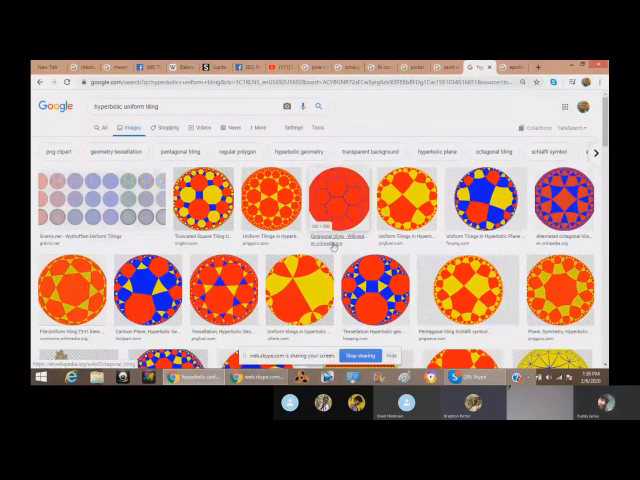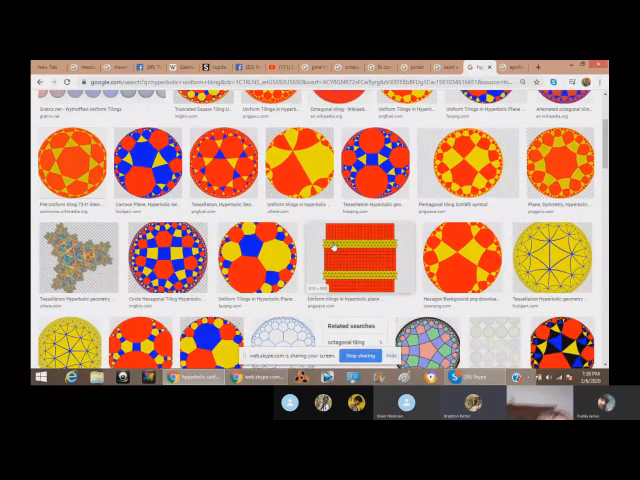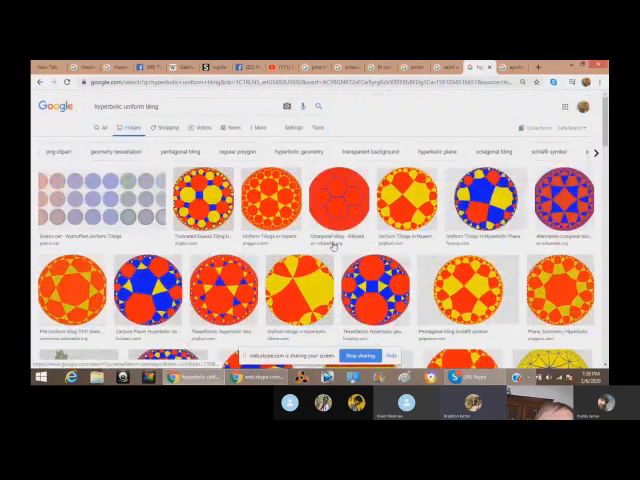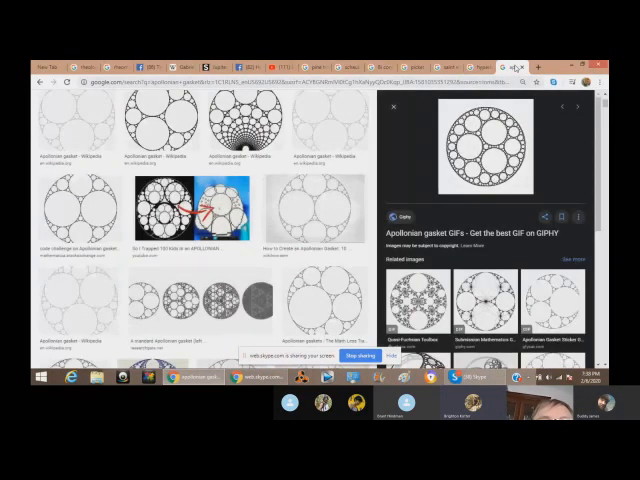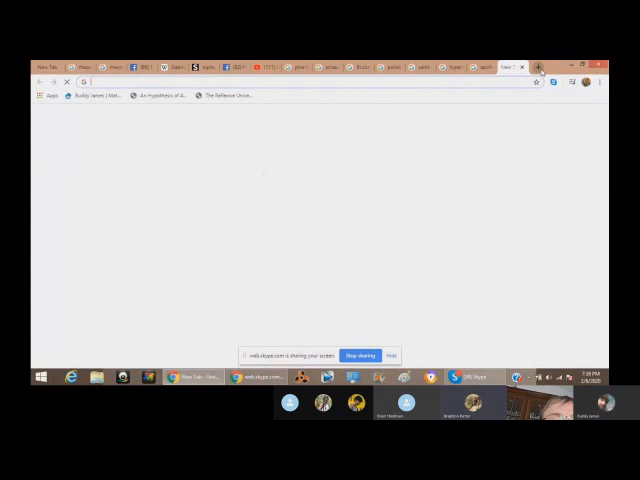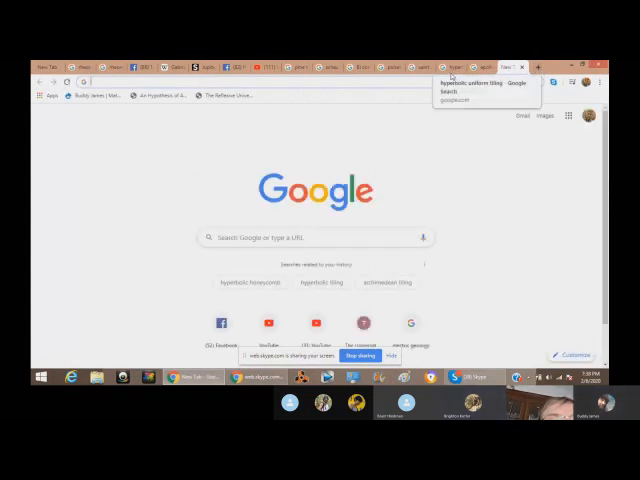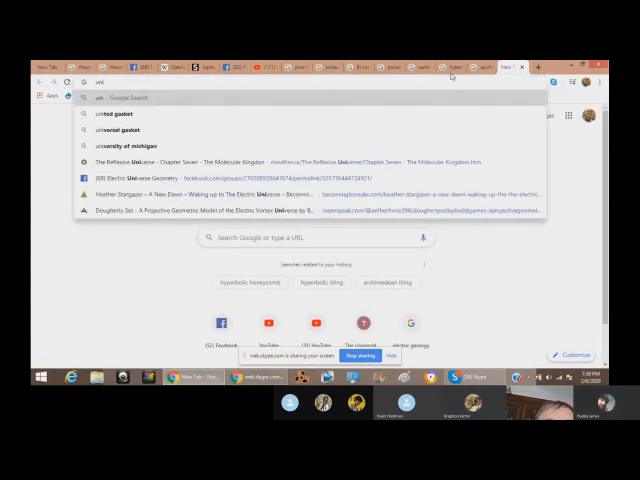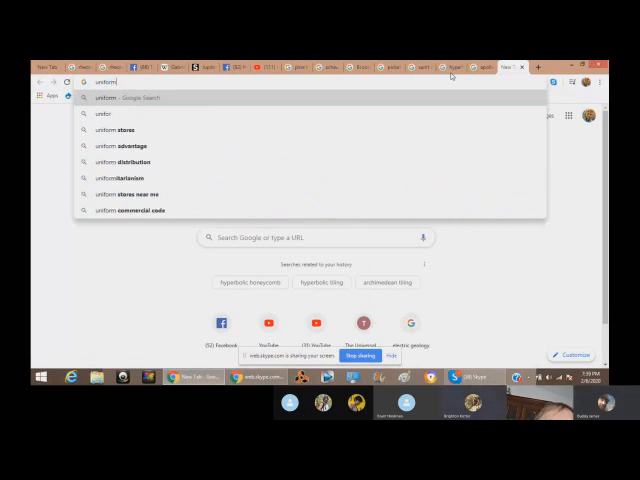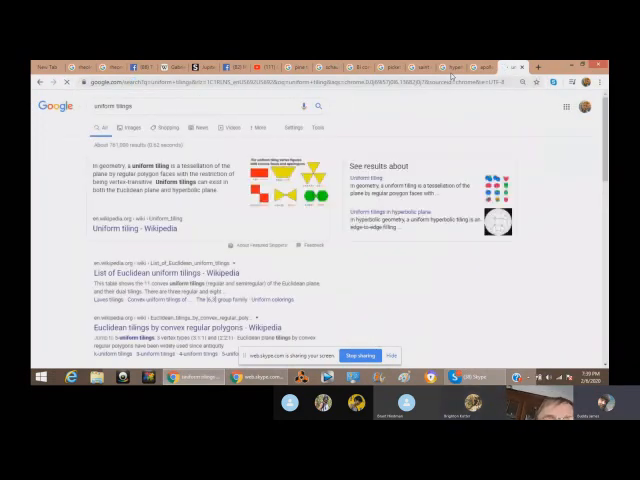No, that's hyperbolic. In uniform tiling, in the second dimension, there's only 3 regular tilings. Can you search up uniform tiling? Tiling? I would spell it wrong. Images.